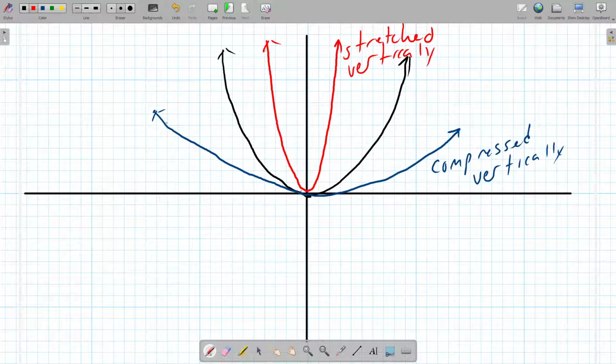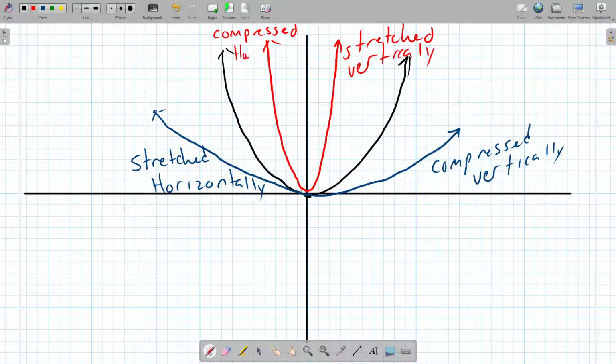What about horizontally though? If I took the black parabola and I grabbed it on either side and I stretched it apart, it would look like this blue parabola. So I could also describe this blue parabola as being stretched horizontally. Likewise, if I took the black parabola and pushed it together, compressing it, it would look like the red parabola. So I could call this red parabola compressed horizontally.